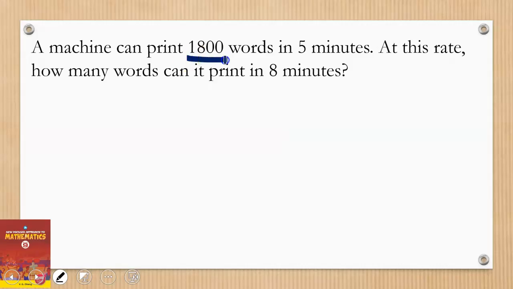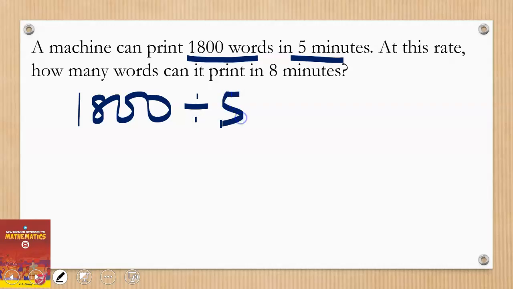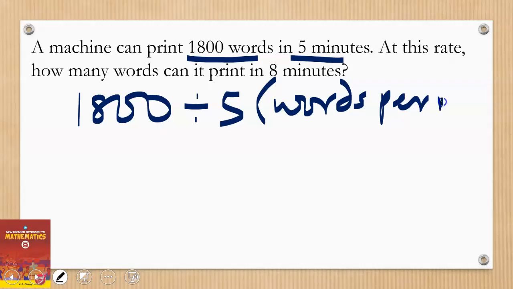The machine can print 1,800 words in 5 minutes. So the question I will ask myself is, if 1,800 words can be printed in 5 minutes, then how many words can be printed in a minute? If that is the case, then I can easily do 1,800 divided by 5. That means I'm finding 1,800 words per minute. Okay, that is what I'm trying to do here.